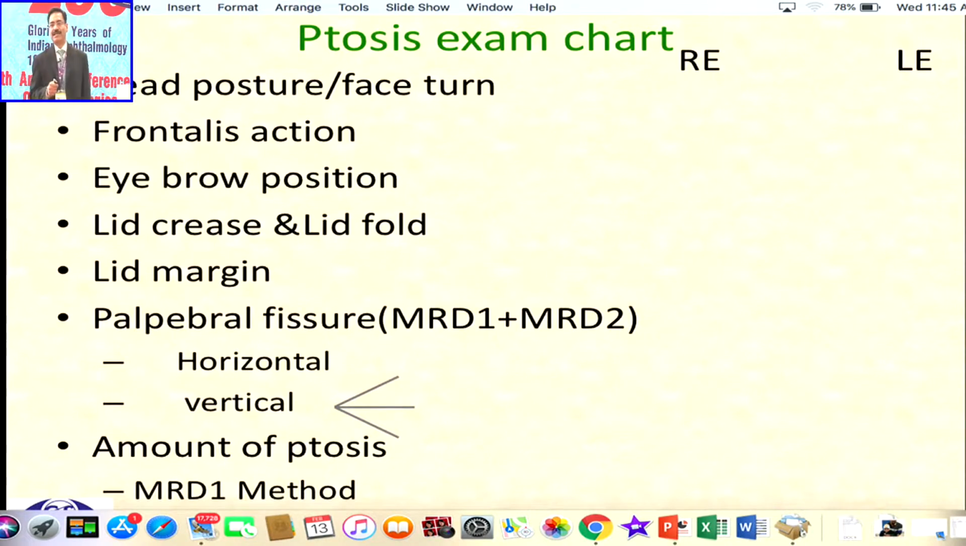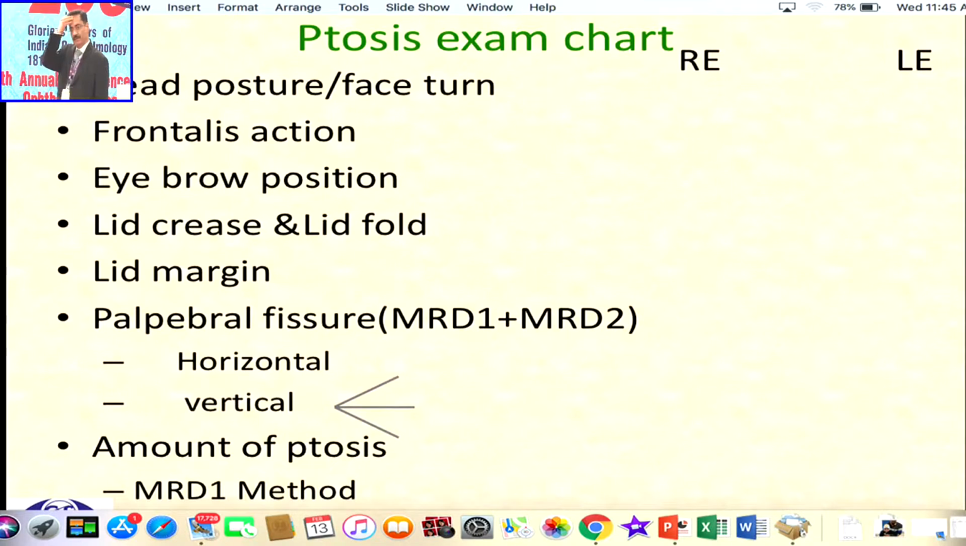If a patient is having bilateral severe ptosis, then he or she will have chin elevation, because the patient will have to elevate the chin to see properly. Similarly, if one eye's ptosis is severe enough to cover the pupil, then there will be a face turn towards the normal side. If I am having ptosis in the right eye, I will keep my face like this to see better from the left eye. So head posture, face turn, then the frontalis action.